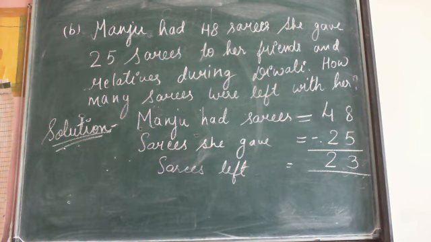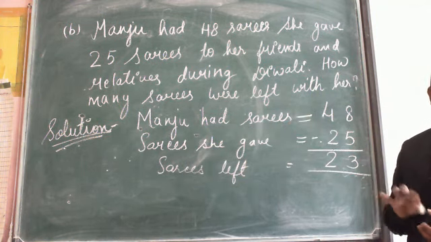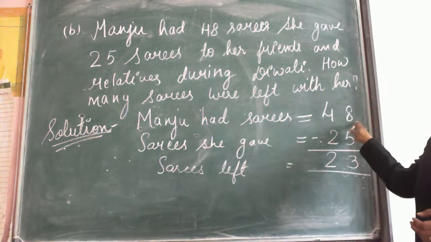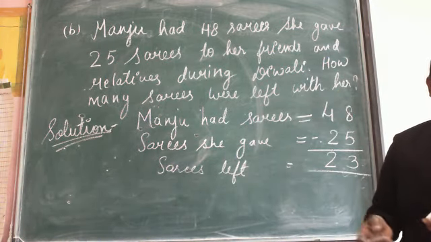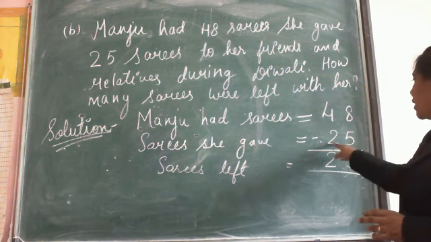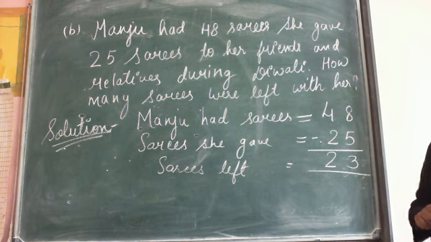Write fast and copy correctly from the board. Once again I am explaining the same question. First, what is given? Manju had 48 saris. So the same line we have written. Manju had saris. How many saris she had? 48. So write here 48. Now saris she gave. How many saris she gave to her relatives and friends? 25. So minus 25.